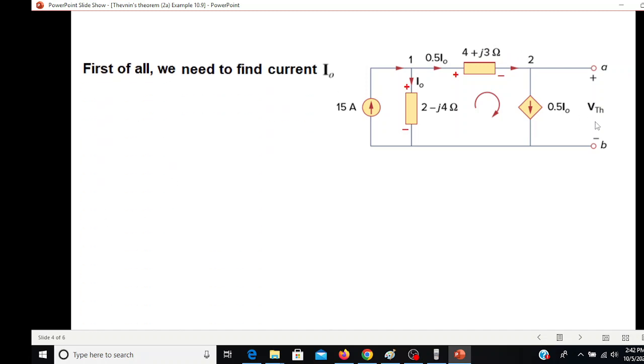Now, first of all, to find V Thevenin, we have to find the current. And so current we can find by the KCL method at this node. You can see 15 ampere is entering and I naught leaving and 0.5 I naught leaving. So 15 is equal to I naught plus 0.5 I naught. And from here we can calculate I naught to be 10 ampere.